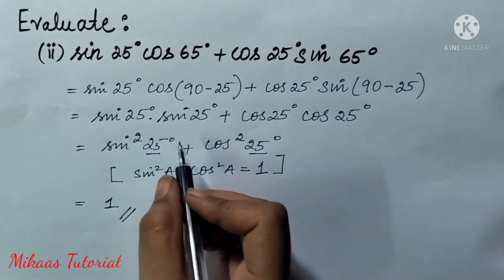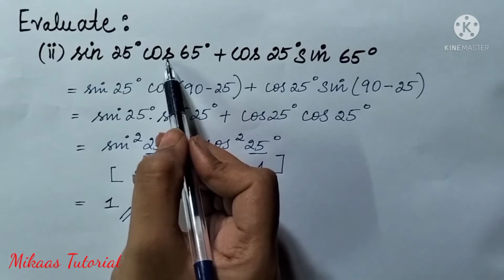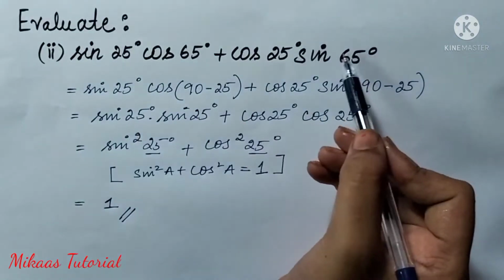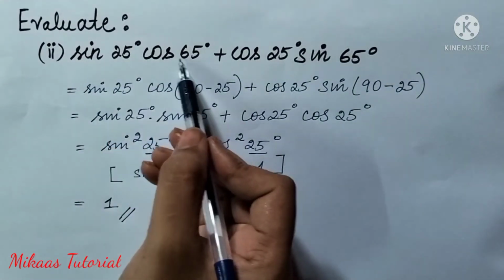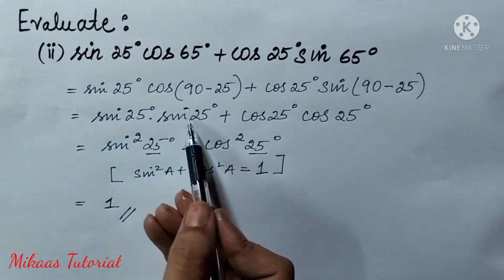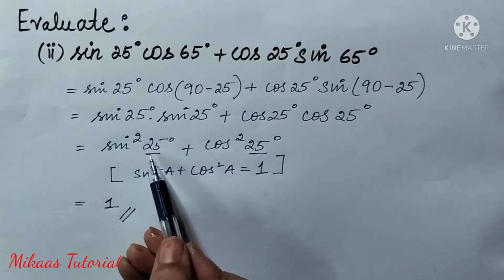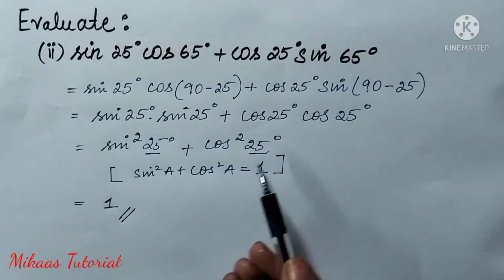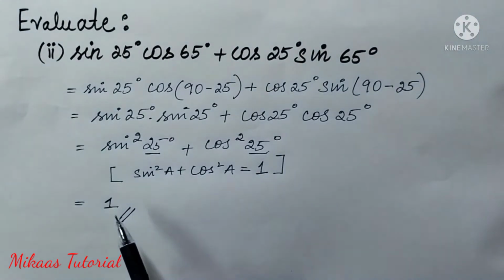Nothing is there in this question. Very simple. Convert this cos into sine and this sine into cos, so that we will have both in sine. Sine into sine, we can write it as sine square. So sine square a plus cos square a, we will get it as 1. That's it.